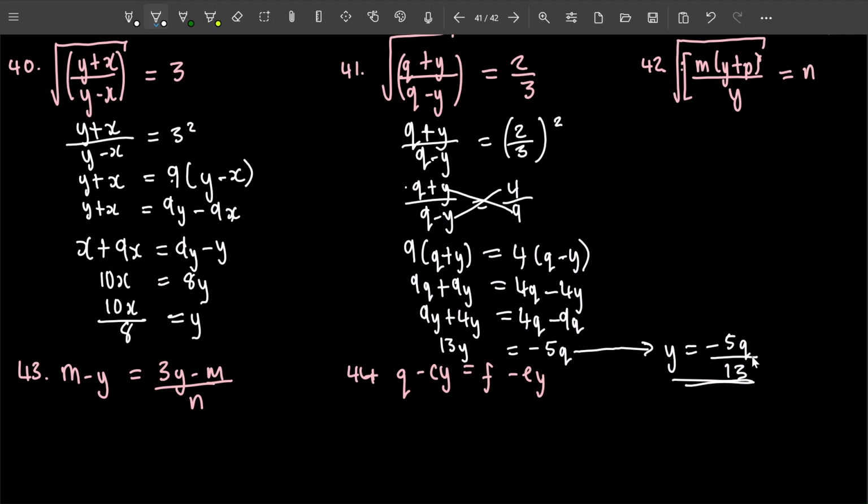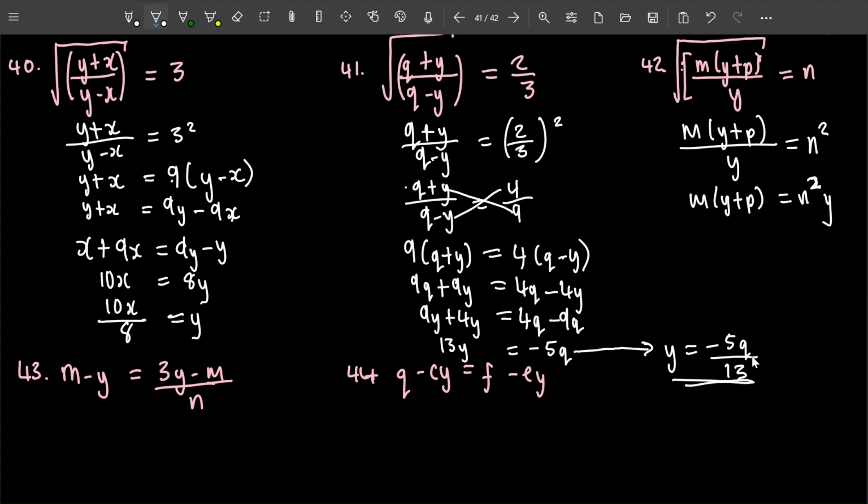We take the square root to the other side. I'm going to have m multiplying y plus p over y is equal to n squared, because the square root goes to the other side, it will become a power of 2. All right, now what do I do? Oh, I have to break the fraction straight away. Take the denominator to the other side. m multiplying y plus p is equal to n squared y, because y will come and multiply, so it'll be n squared y.